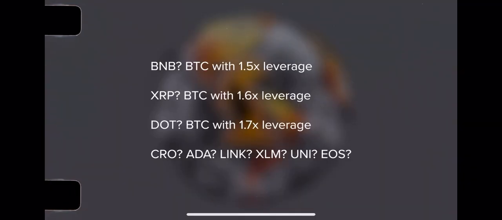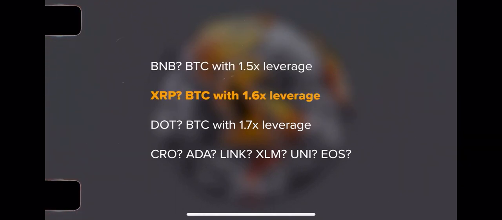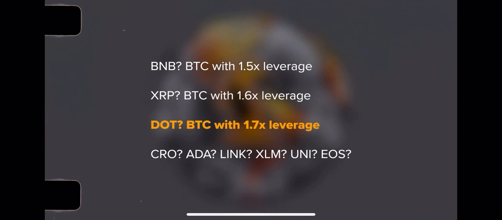This means, in essence, you would have BNB, for example, and that might be the equivalent to Bitcoin with 1.5 times leverage. Maybe you have XRP, Ripple, which could be the equivalent of BTC with 1.6 times leverage. Maybe you have Polkadot, which would be the amount of market beta equivalent to BTC with 1.7 times leverage. And as you go down in market cap size, the amount of relative beta increases. So this is where things can get derailed.